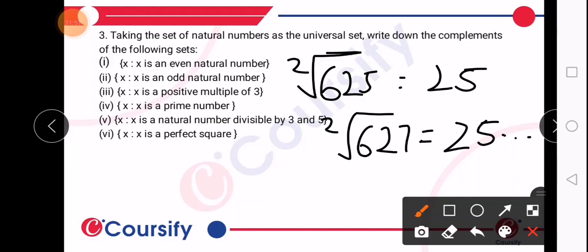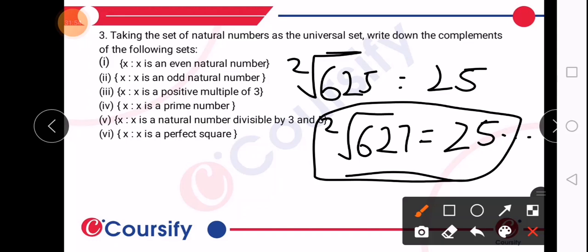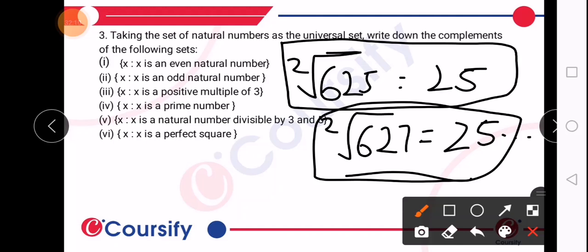Now, this particular kind of number is called a non-perfect square, which means you can take its square root, but you won't get a rational number. You will get an irrational number. But perfect squares are such numbers which, when we take the square root, we get a rational number. So the complement of such a set of perfect squares will be the set of all imperfect squares such as 627, 123, and so on.